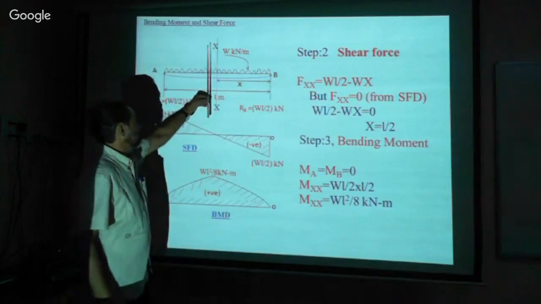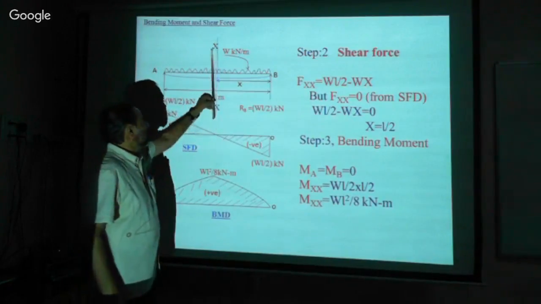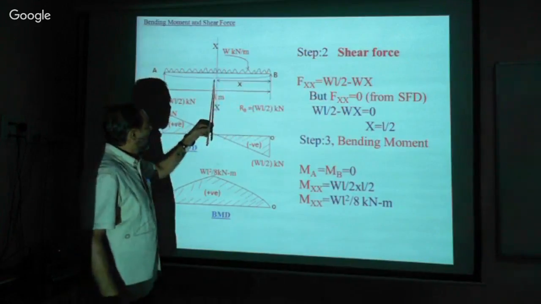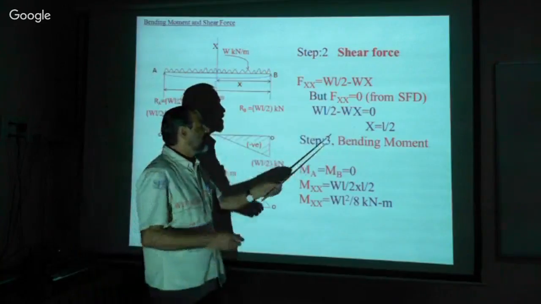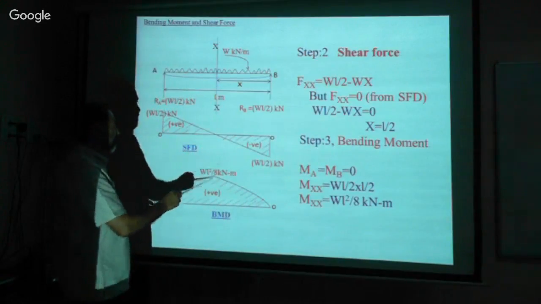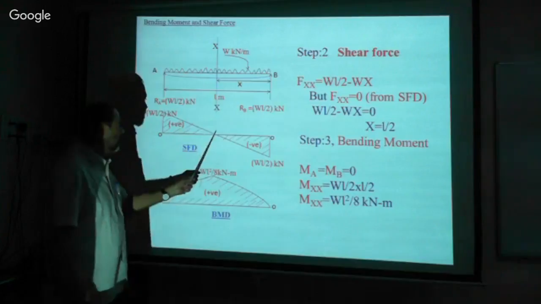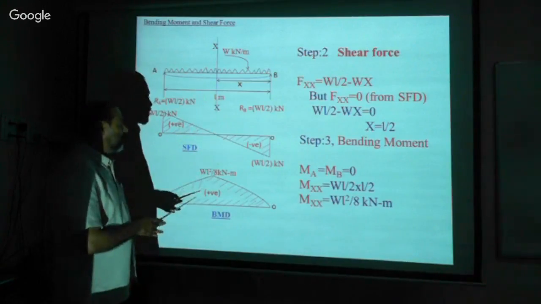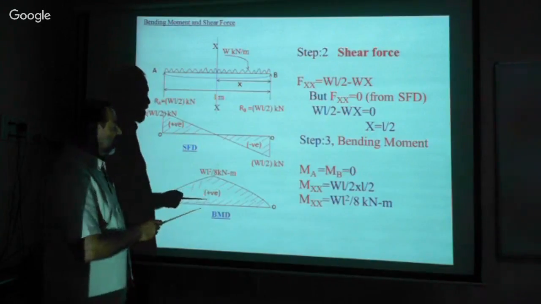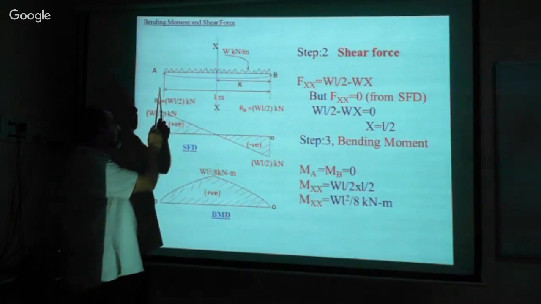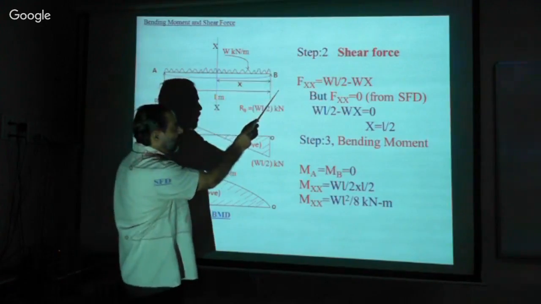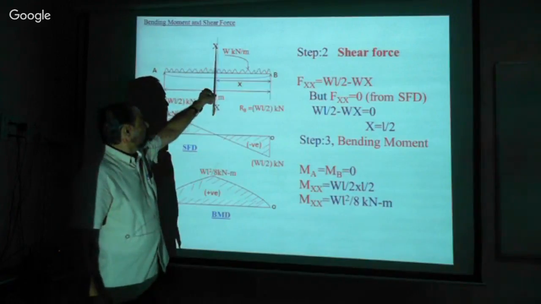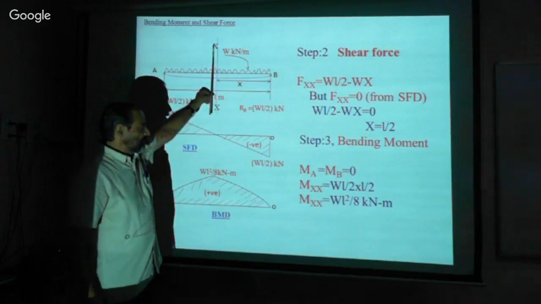When you calculate the shear force at section XX, at a distance x from the right hand support, we will get x is equal to L by 2. That means exactly at the center we will get the zero shear force at this point, isn't it? This is the center of the span. Now to calculate the bending moment, we know that bending moment at A is 0 and at B is 0. Now let us calculate the bending moment at XX, that is MXX.